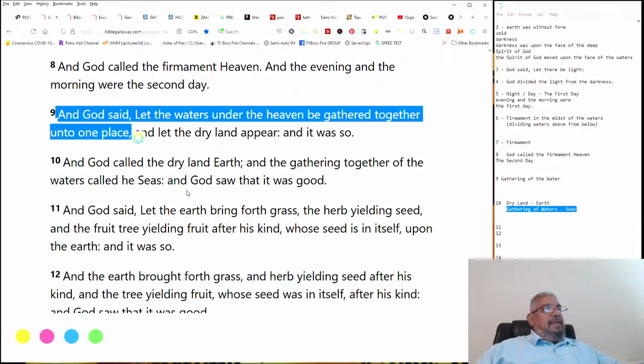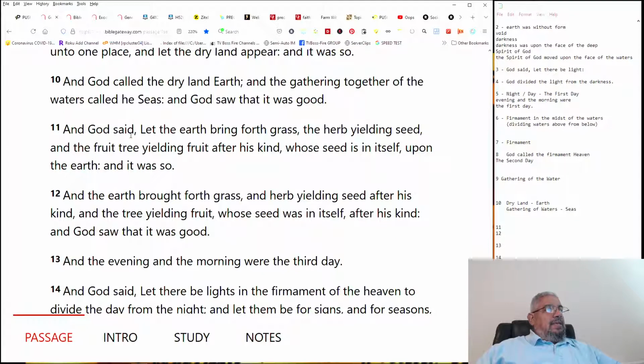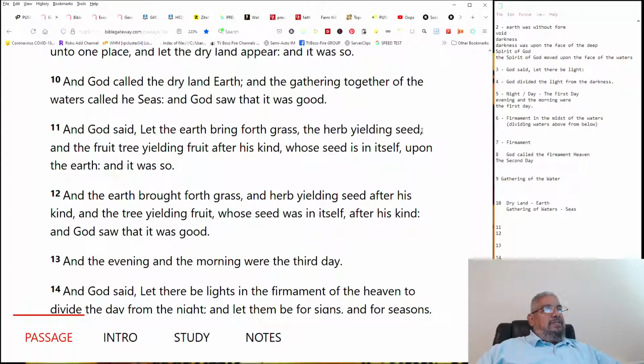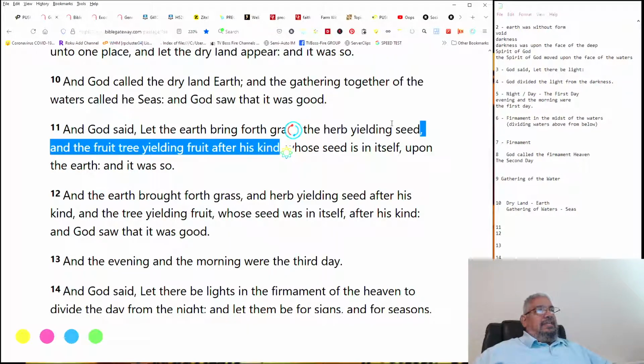All right. So 9 and 10 is done. 11, and God said, "Let the earth bring forth grass, the herb yielding seed, and the fruit tree yielding fruit after its kind." So there are three things here in verse 11.